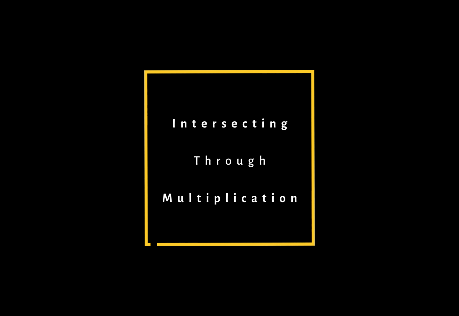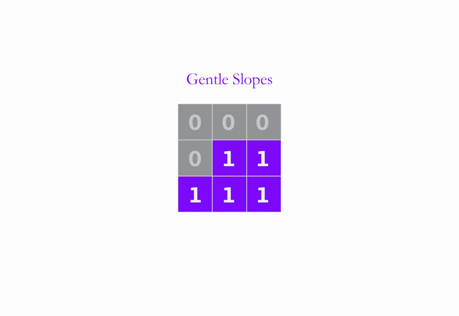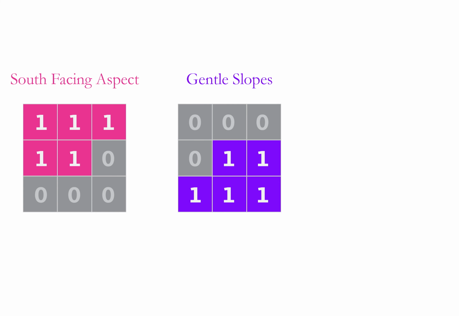Intersecting through multiplication. Currently, you have two Boolean raster datasets. One represents slopes between 1 and 5 degrees, and one represents aspects between 135 and 225 degrees. Both of these rasters are made up of ones and zeros. Remember, in computer language, 1 equals true and 0 equals false. The ones on these rasters are areas we want to keep.